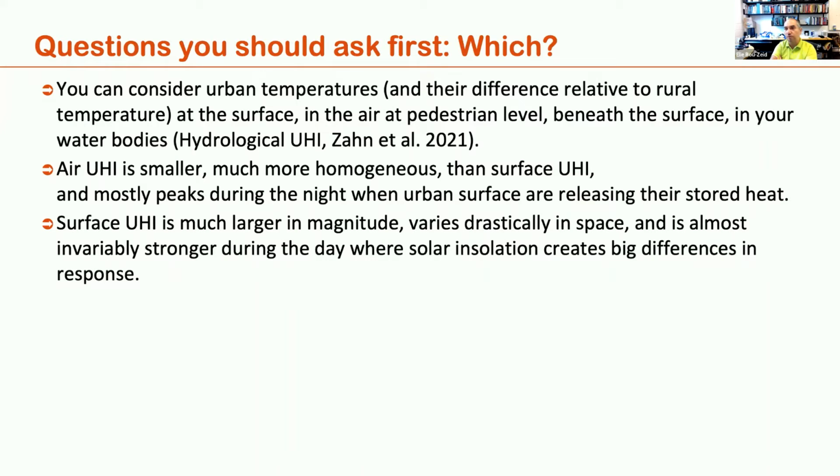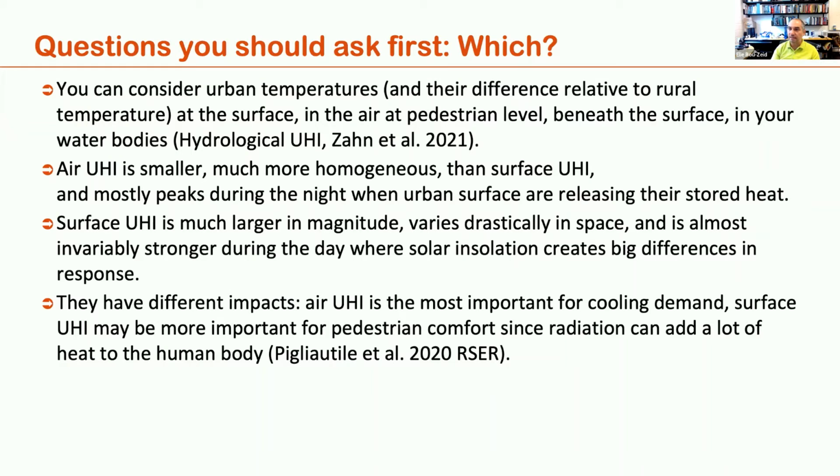If you consider surface UHI, let's say measured from satellite, it's going to be much larger. So you can have 30, 40 degrees between the cities and the rural evaporating rural areas. It's going to be much more variable in space. The surface temperature can vary at the scale of a meter. And unlike the air UHI, it's almost invariably stronger during the day, where solar insolation creates big differences in the response.